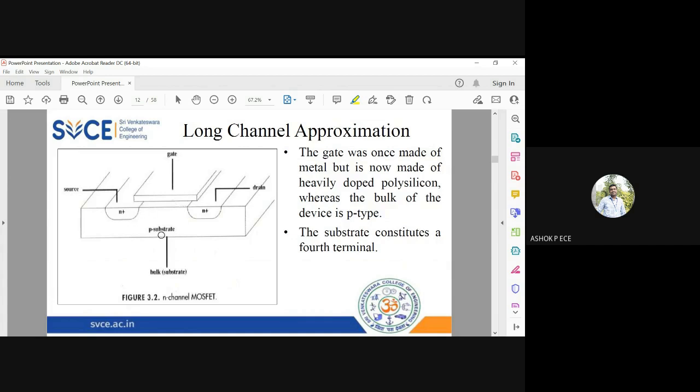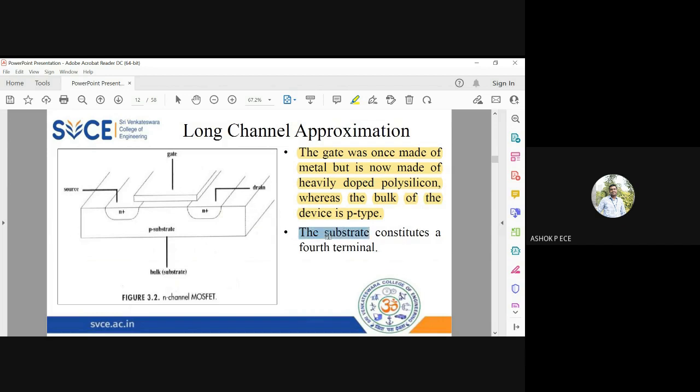Gate is fabricated over a P substrate. Over that you have a SiO2 layer. Over that you have a metallic layer. The gate was once made of metal, now it is made of polysilicon, where the bulk is made of P-type. So over the P substrate, I'm going to grow the entire device for MOSFET.